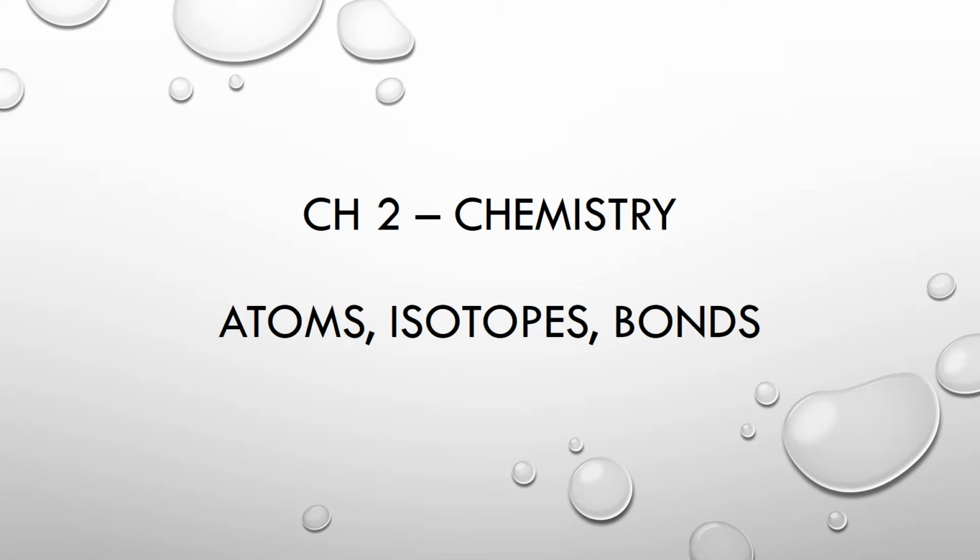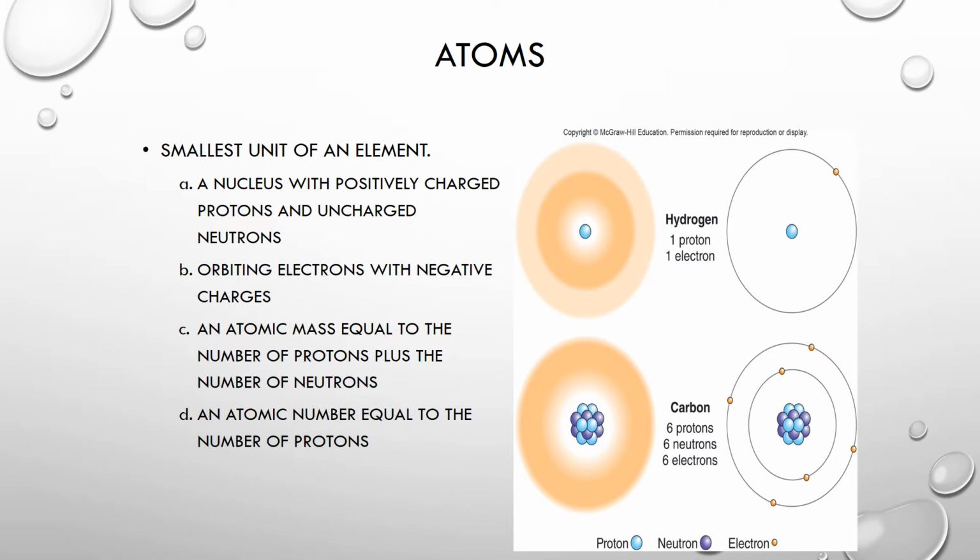So we'll begin chapter 2 by looking at atoms, isotopes, and bonds as the first part of our unit. Since physiological processes are based on chemical reactions, we have to have a general understanding of the chemical principles, okay? And so hopefully this is a big review for most of you. So let's begin with atoms, and these are the smallest unit of an element.